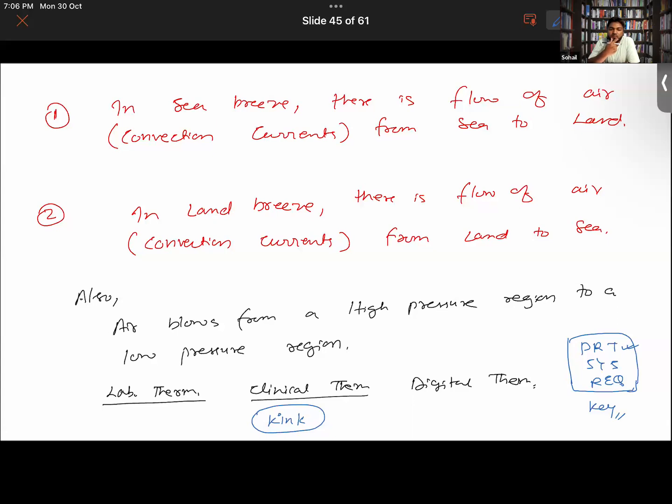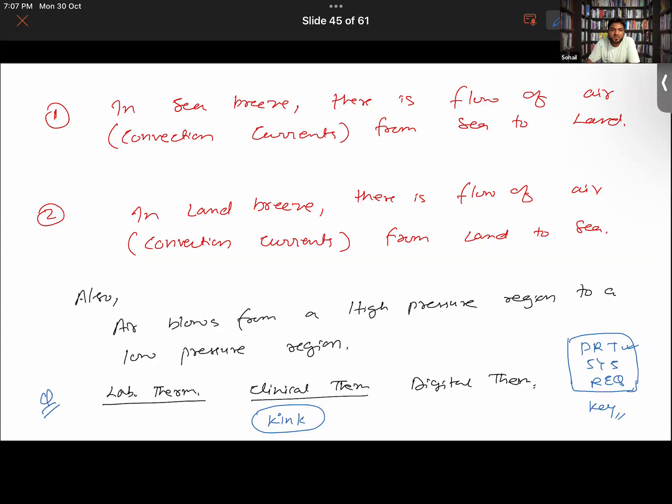Yes, Tehseen, there's a question over here. If I were to provide you guys with a laboratory thermometer, a clinical thermometer, and a digital thermometer, in which one will you find a kink? In the clinical thermometer. Very good. Do let me know once you guys are done taking the notes of the question and points over here.